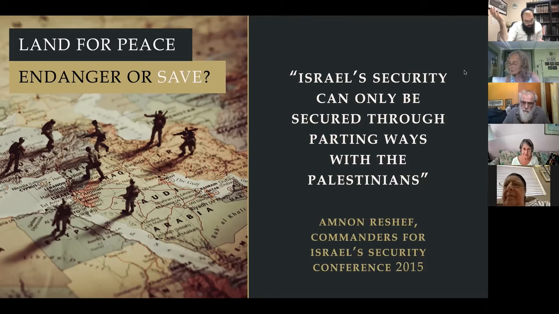By the way, both of these people are alive. Amnon Reshef was an Israeli army general and peace advocate. So he was an army general at one point. He's a military commander. But look at his perspective. Give back land. Why? Because Israel's security can only be secured through this. Now let's look at the flip side. Yaakov Amidror, who also was an Israeli general and security expert.